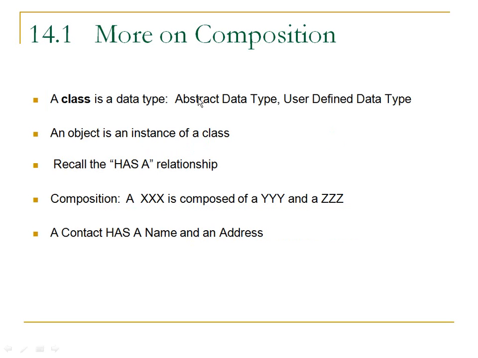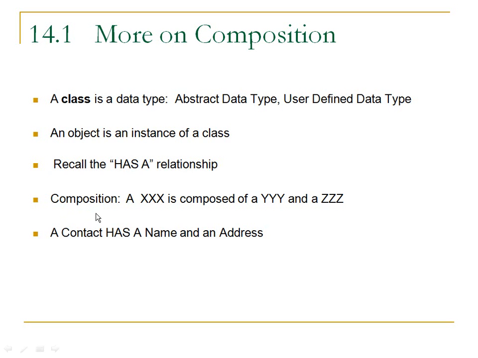And some review here. A class is a data type, and people call these abstract data types or user-defined data types. And an object is an instance of a class, and I want us to recall the has-a relationship. When you define a class, the name of the class will be a noun, and that noun will have properties. So if we say a contact has a name, a contact has an address, if you say it out loud in English and it makes sense, then you have the right object-oriented design. It's intended to be easy. That's why it works.